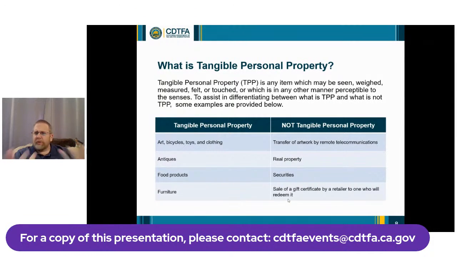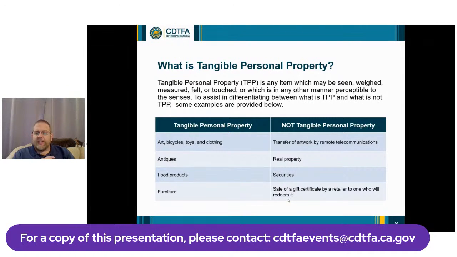Real property. Now, real property is tangible, and there's a lot of taxes that go along with owning a home, but sales tax is not one of them. Securities. So you may invest in a company and they'll give you a stock certificate, but you're not buying a stock certificate, right? You're buying equity in a company. The physical certificate is just, that's not taxable.